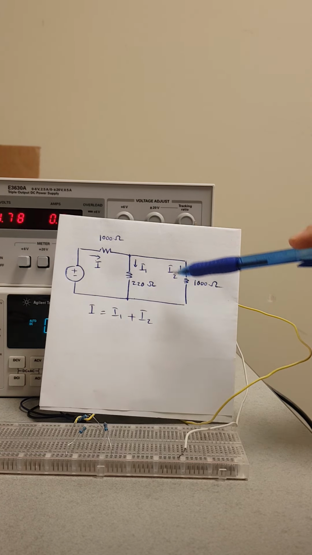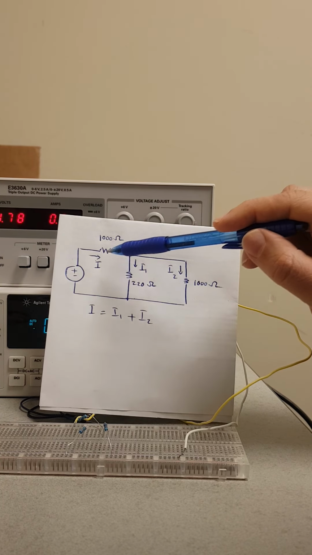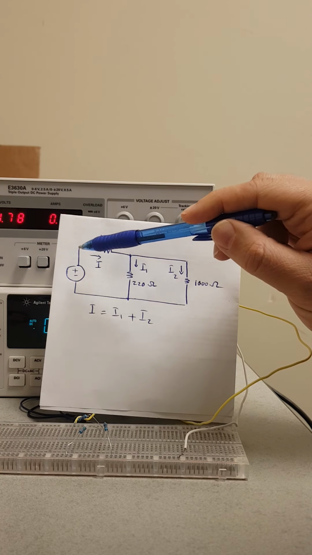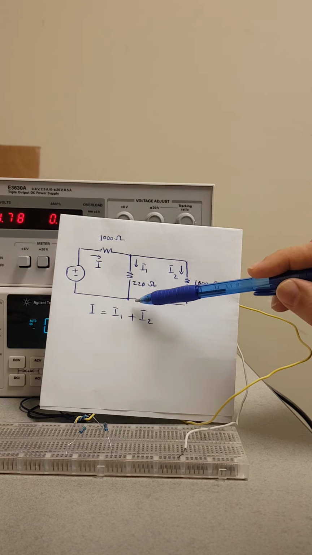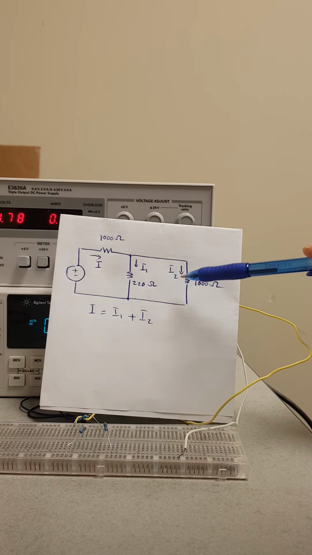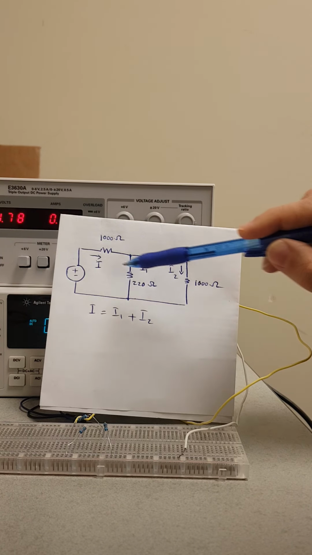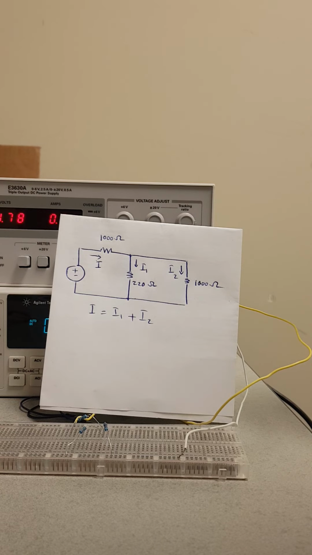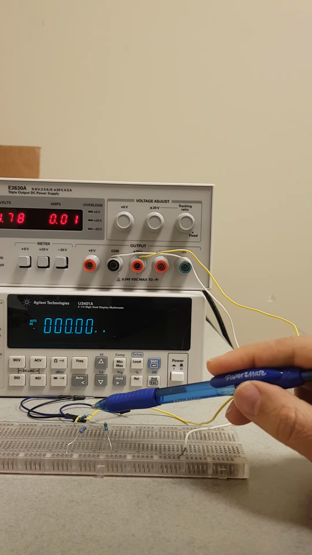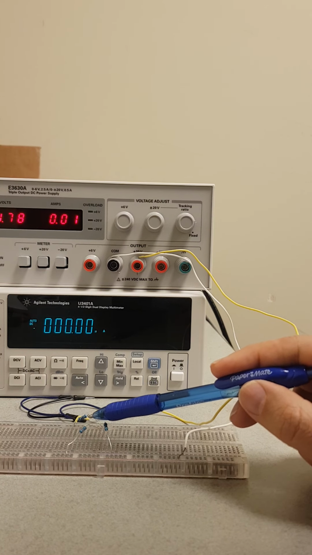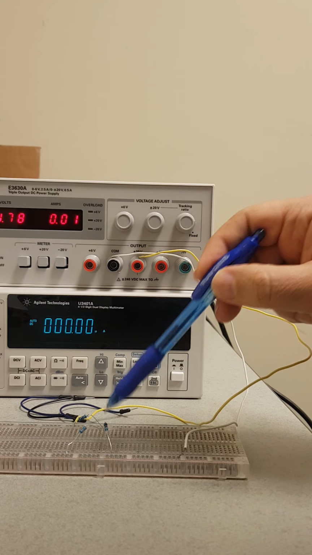So here we have a circuit, 1000 ohm in series with the voltage source. It doesn't really matter the value. The value is 11.78, and then we have here I1 and here we have I2. So we want to show that this I is equal to I1 plus I2. Now, this is the circuit that we have here. This is the 1000 ohm, this is the 220 ohm, and this is the 1000 ohm.